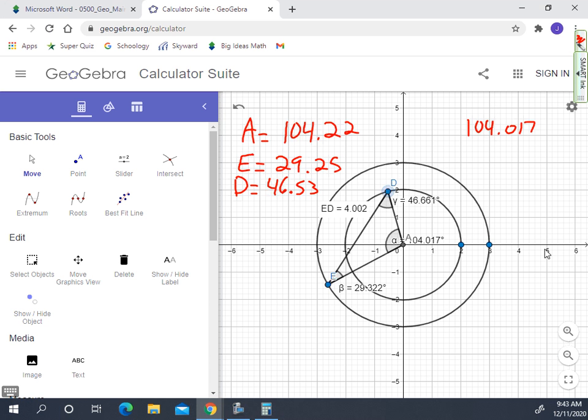104.017. Angle E is 29.32, and angle D is equal to 46.66. Okay, now compare these measures. Are they the same? No.